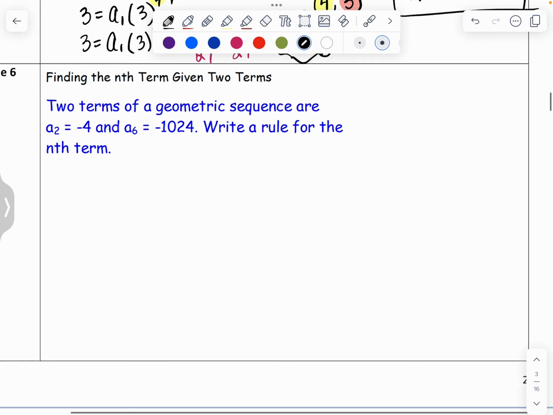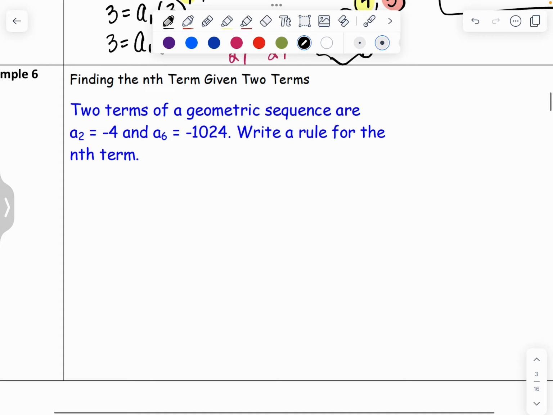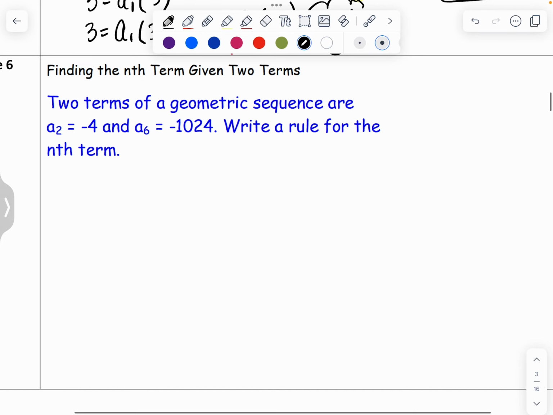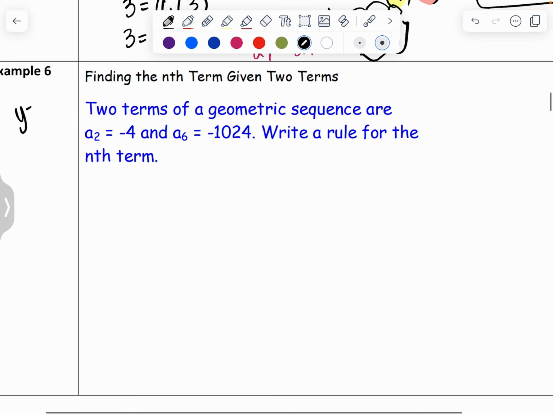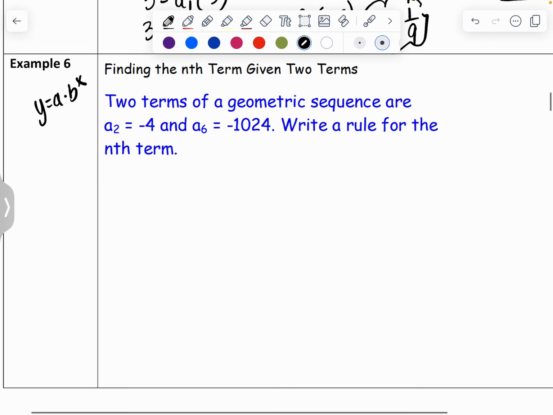All right, we're going to do one more, and this one hopefully is going to look similar to what we did in the last unit, when we were given 2 points of an exponential growth function and then wrote the equation for y equals a times b to the x. It's going to be very similar. So I'm giving you two terms of a geometric sequence.